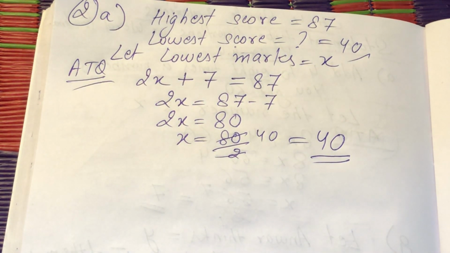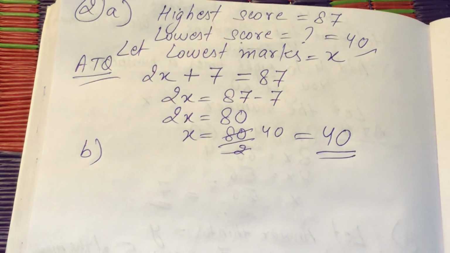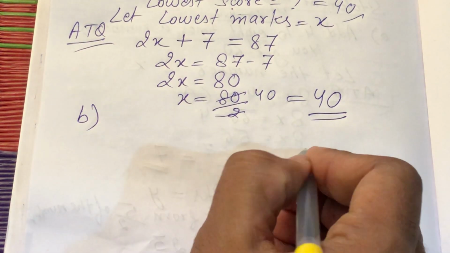We have done. Okay, now let's move to the B part. What is given there in the B part? In an isosceles triangle, you all know about an isosceles triangle.